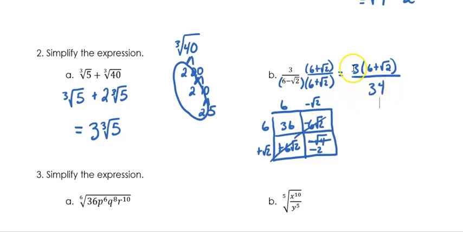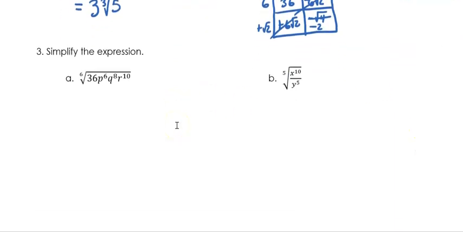Now I check and I see if 3 over 34 can simplify, which it cannot. So then if it can't simplify, I'm ready to go ahead and distribute. So 3 times 6 is 18 plus 3 square root 2 over 34. And that is my solution.